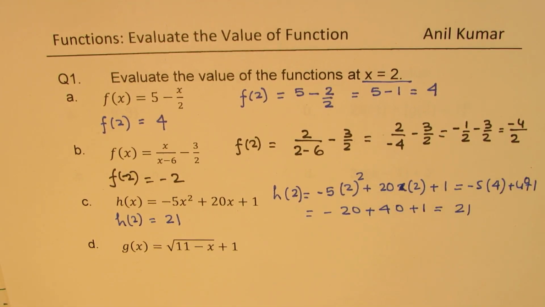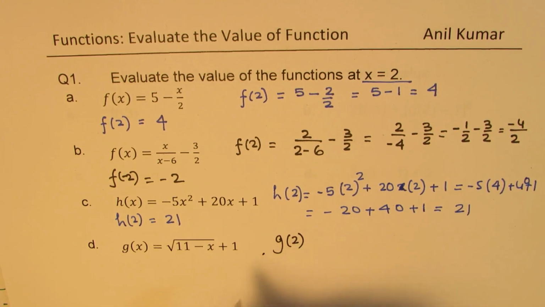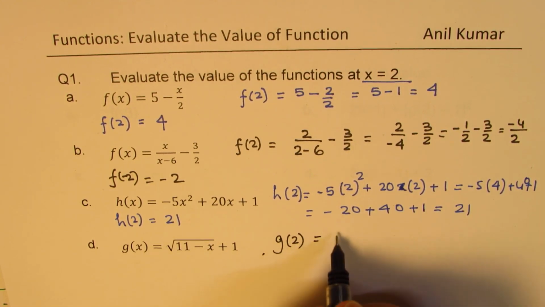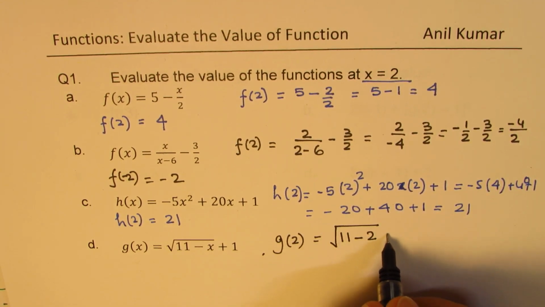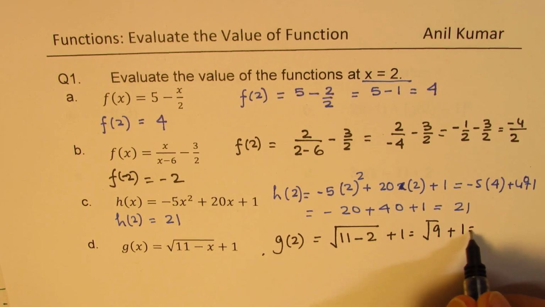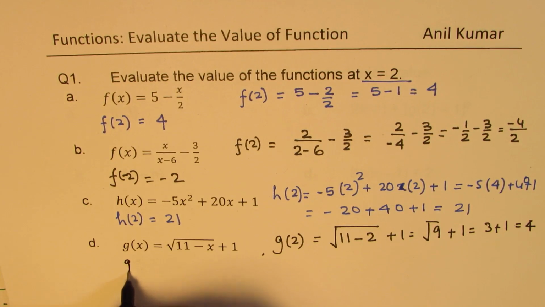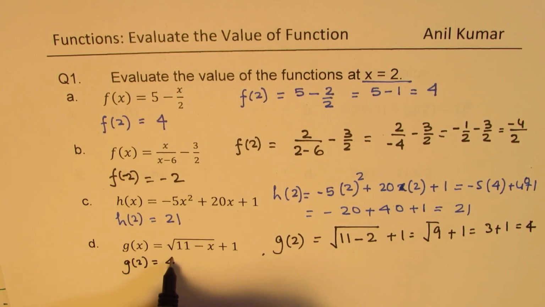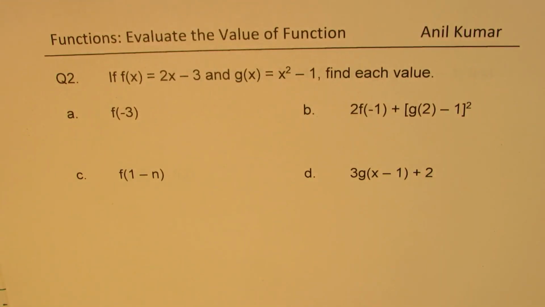The last one here, g of x, is the square root of something. We want to find what g of 2 is, correct? So g of 2 will be equal to the square root of 11 minus 2, plus 1, which is the square root of 9 plus 1, which is 3 plus 1, which is 4. So we can write this as g of 2 equals 4. Is that clear? So I hope this question is absolutely clear. Let's move on and take up the next question.